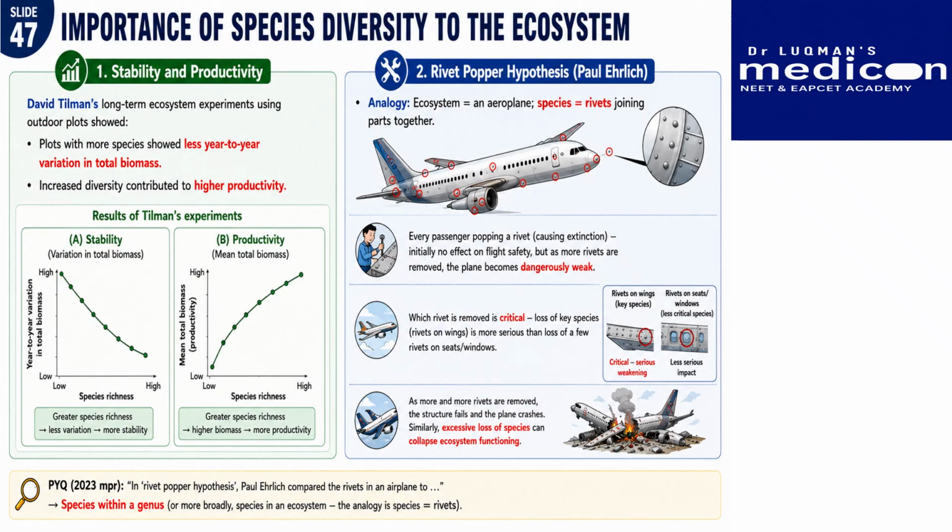Critical means there is one species that, when lost, brings the whole ecosystem under danger. As more and more rivets are removed, the structure fails and the plane crashes. Similarly, excessive loss of species can collapse ecosystem functioning. A previous year question has been shown here.